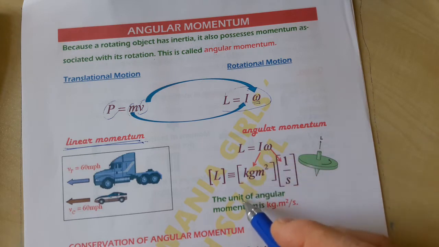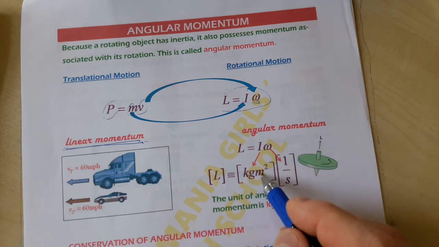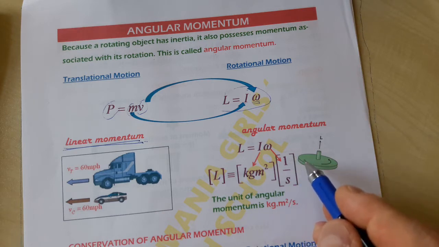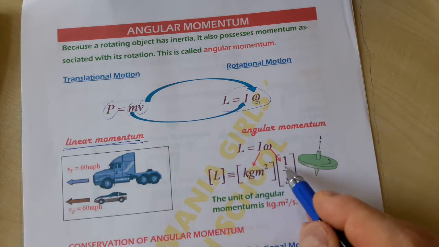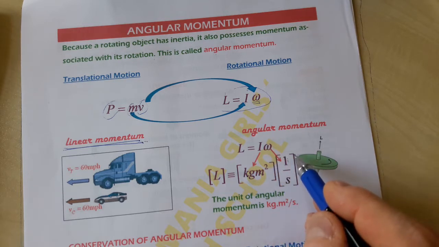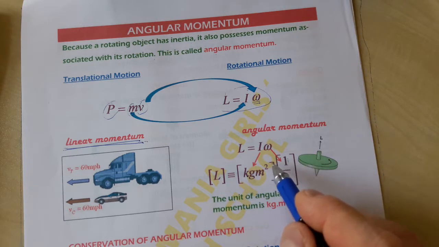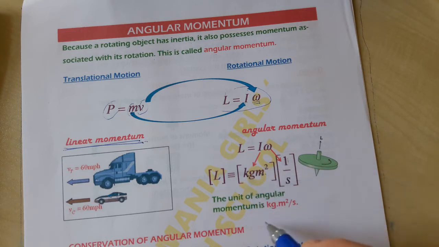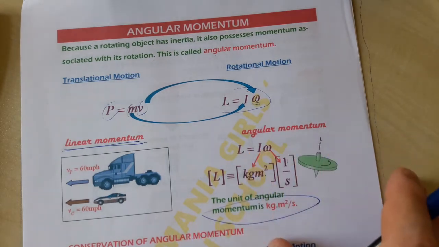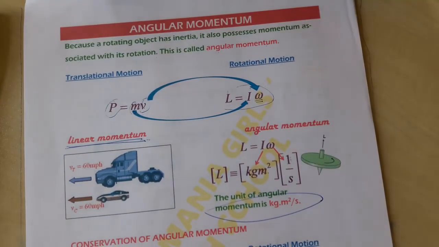So angular momentum has a unit of kilogram times meter squared times 1 over second, because radian per second is 1 over second. Radian is not a unit, remember, it's not a dimension. Kilogram meter squared per second is the unit of angular momentum. So this is the angular momentum.